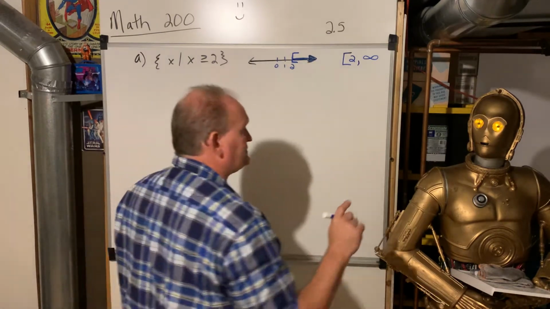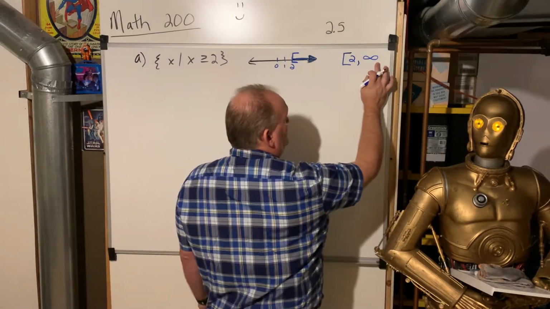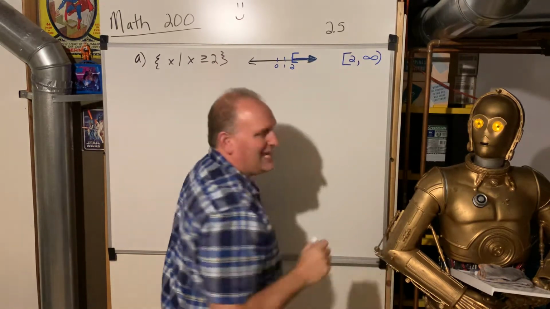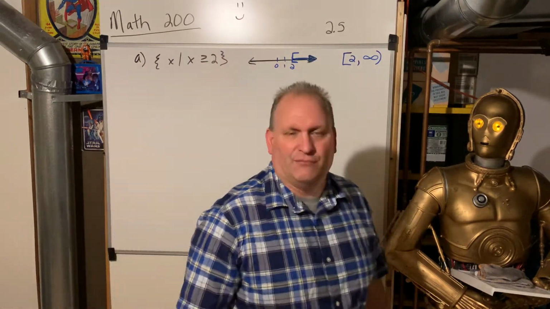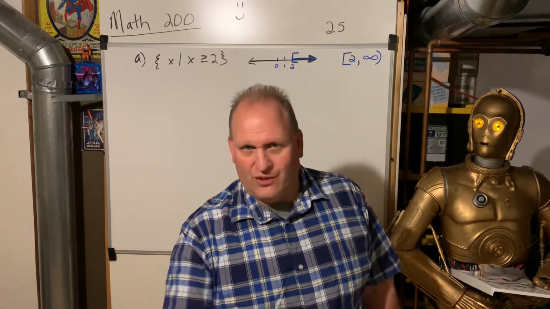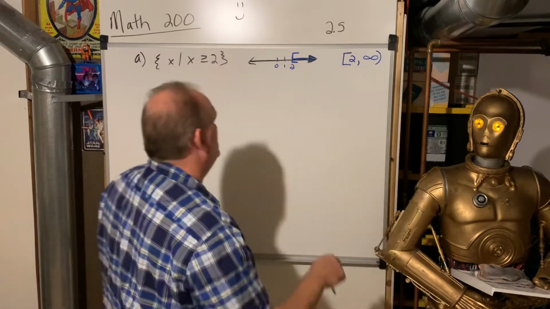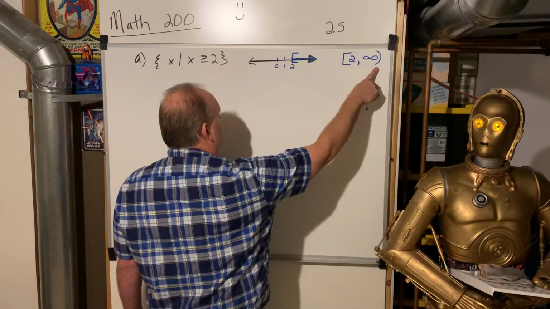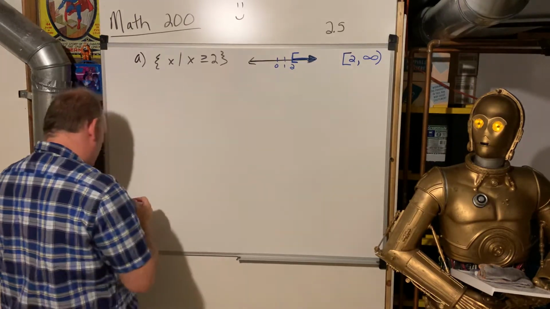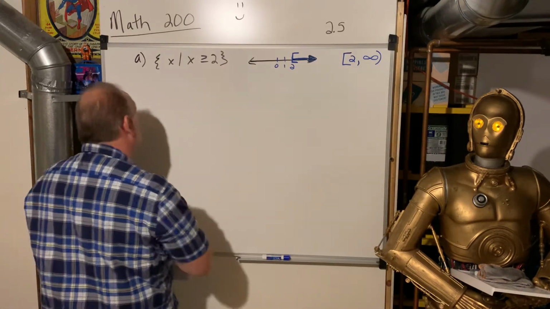Here's the thing. Infinity never gets a bracket. It always gets a parenthesis because it can't actually be that number. Infinity isn't a number. It's the concept that numbers never end. They go on forever. And so, never a bracket. Always a parenthesis on the infinities. Okay? Let's do some more.